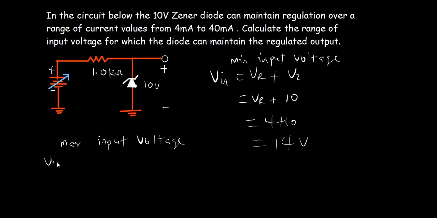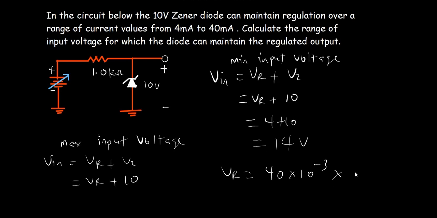V in will be equal to VR plus VZ, right? We don't know VR yet, but I know that VZ is always 10. So now let's find VR. You are going to find VR using the maximum current in the Zener diode. So VR will be equal to 40 milliampere times the resistance value, which is 1 times 10 to the power 3, which is 1 kilo ohm.